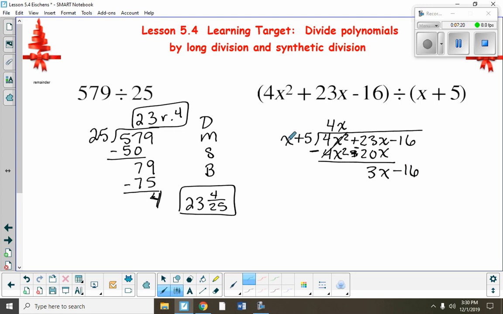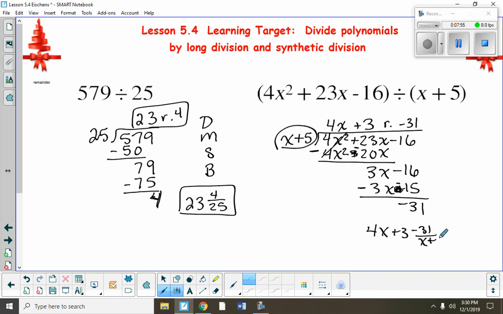Now we're dividing. x goes into 3x, so you can say x times what gives me 3x. Now you multiply, so we have 3x plus 15, and then we subtract, so change your signs. So that gives us negative 31 left over. So we can just write remainder of negative 31, or you could write 4x plus 3 minus 31 over x plus 5.